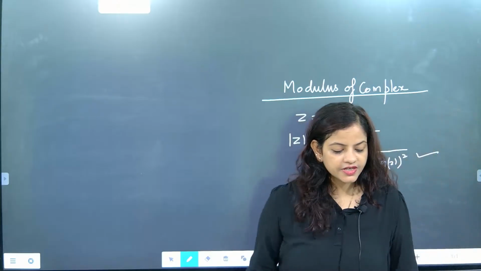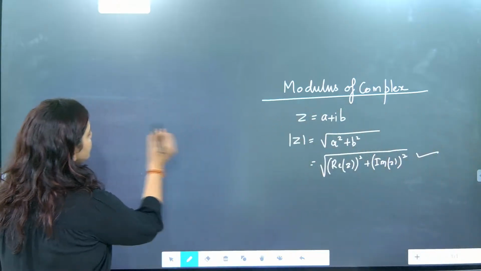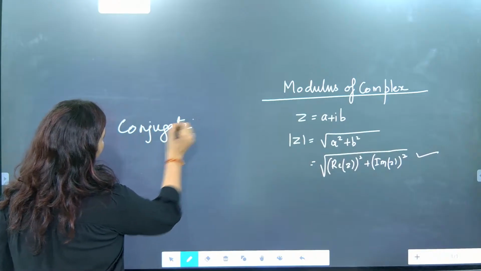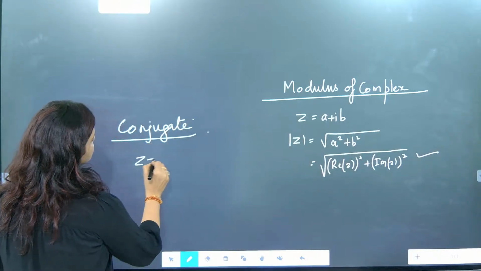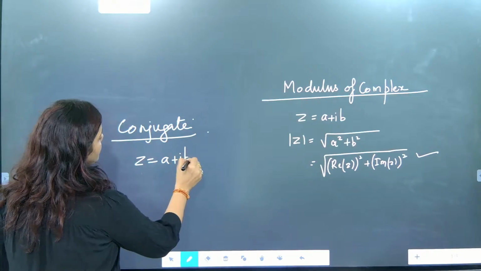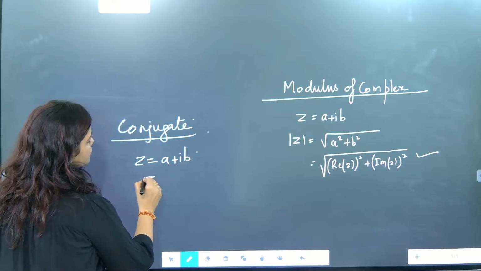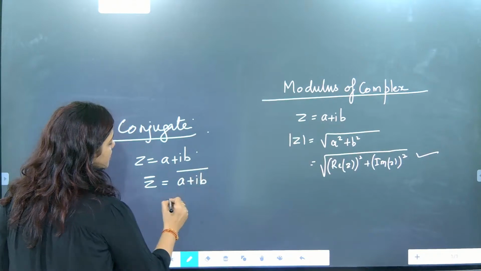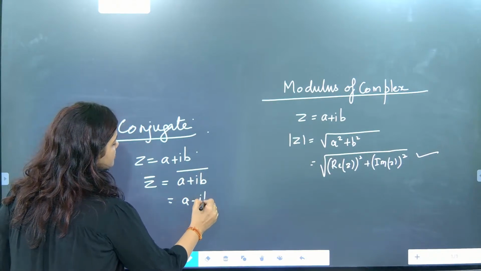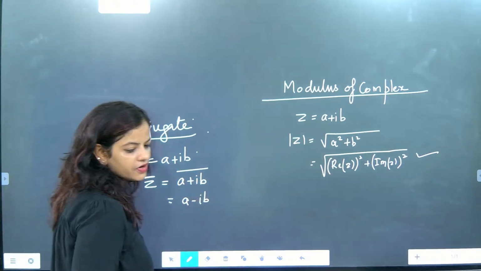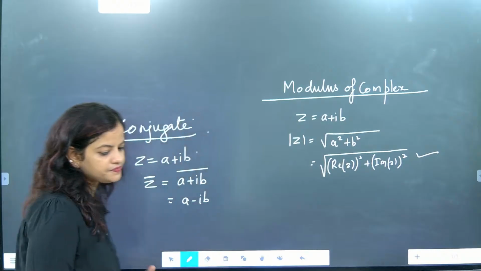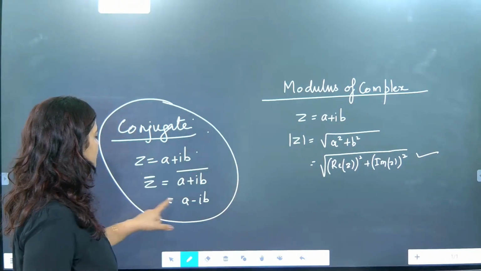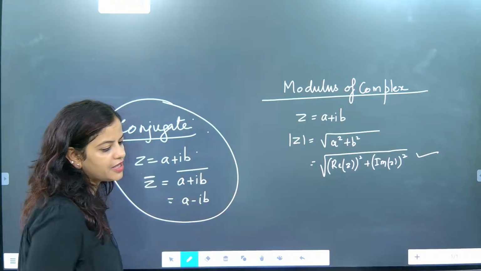Now, conjugate section. When we are talking about conjugate, we will be going for Z is equal to A plus IB. When we are writing conjugate, conjugate means bar. So A plus IB bar will become A minus IB. So whenever we are writing the conjugate of A plus IB, it will become bar, and A minus IB will come.